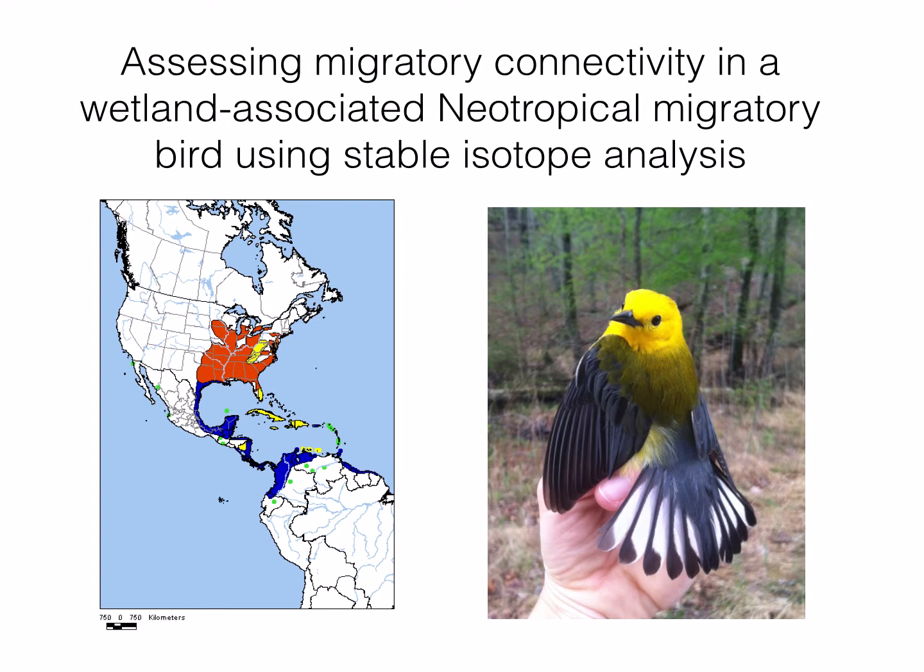Migratory connectivity is a term used to describe the geographic relationship between populations across space and time. For birds, it describes how populations are linked across breeding, migration, and wintering areas. In the prothonotary warbler, a neotropical migratory bird that breeds in bottomland hardwood forests in the southeastern U.S.